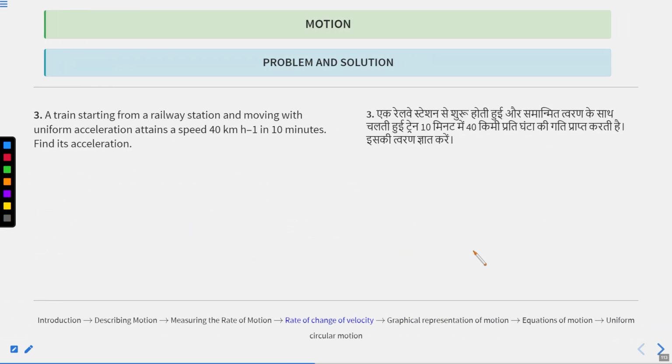Question number 3. Question number 3 is: a train starting from a railway station and moving with uniform acceleration attains a speed of 40 km per hour in 10 minutes. A train starting from a railway station. It is starting from a railway station. So its initial velocity is 0 because first the train was at rest, and then moving with acceleration it attains a speed of 40 km per hour in 10 minutes. We have to calculate the acceleration.